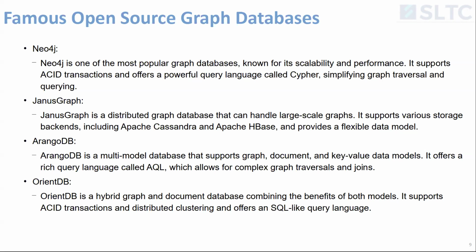So then ArangoDB is another multi-model database that supports graph, document, key value pair. These are different types of databases, by the way, right? So far we only spoke about graph and traditional databases. So this also offers a rich query language called AQL. So that's that. And then there is OrientDB. It's also called a hybrid graph.